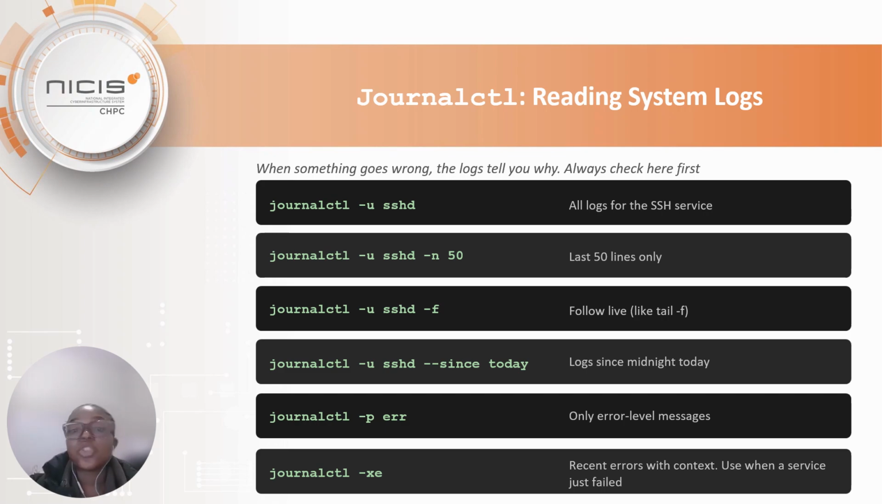journalctl -xe or journalctl -u, your service, and you choose the number of lines, which maybe you would choose 50. You could add -f to watch a service come up in real time. A good tip is to run journalctl -p err --since today, because it gives you all the system errors since midnight, which is very helpful.